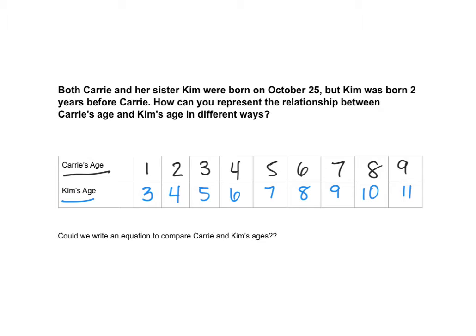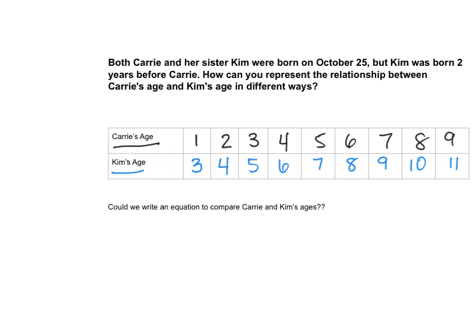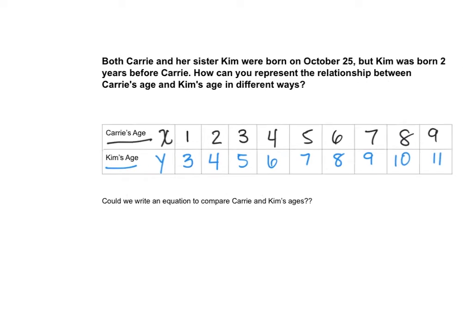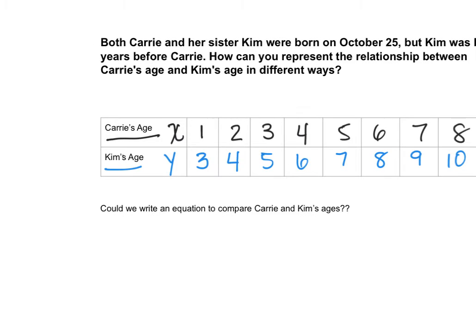We absolutely could. So let's use X to represent Carrie's age, and let's use Y to represent Kim's age. So every time Carrie is a certain age, Kim is always 2 years older, okay? So let's say Y equals Carrie's age of 1. So if we're going to start with this 3, right? So 3 equals 1. That's not correct. But wait, if you add 2, now it's correct. So 3 equals 3. Let's try Carrie's age when Carrie is 2.